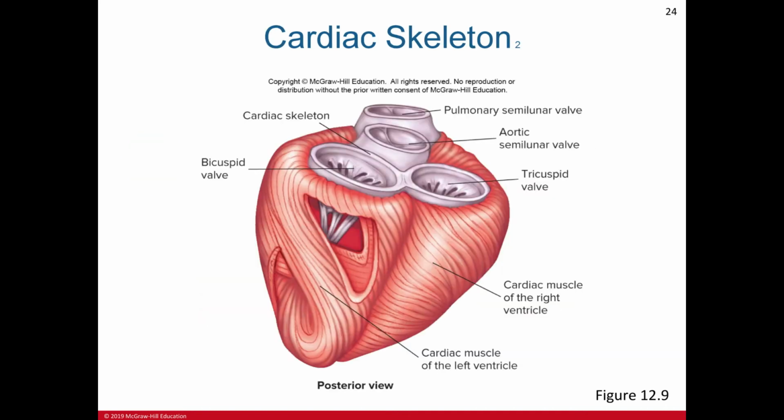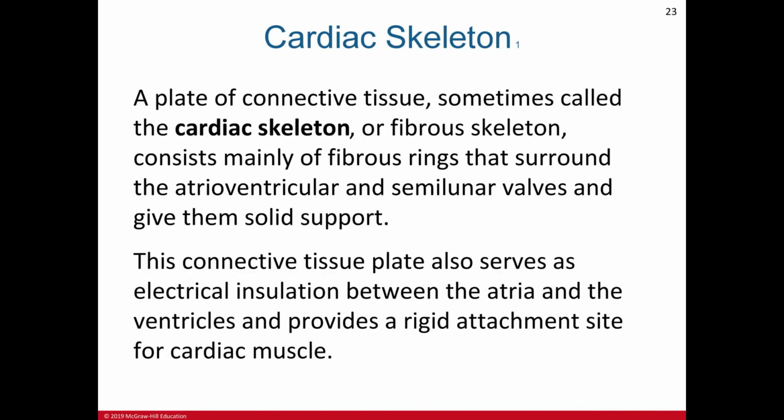The cardiac skeleton is a plate of connective tissue, or fibrous skeleton, that consists mainly of fibrous rings that surround the atrioventricular and semilunar valves and give them solid support. This connective tissue plate also serves as electrical insulation between the atria and the ventricles and provides a rigid attachment site for cardiac muscle.